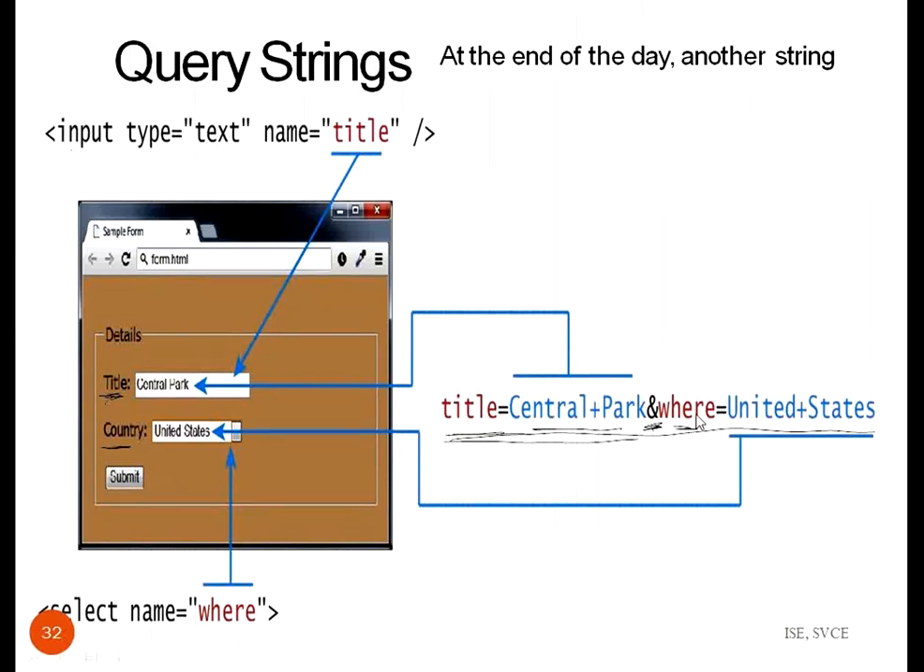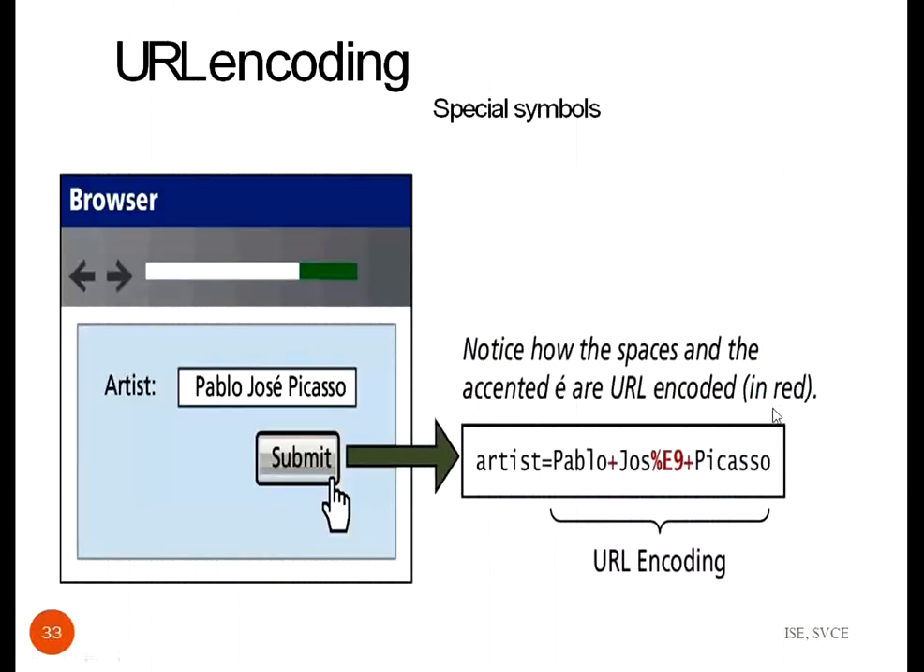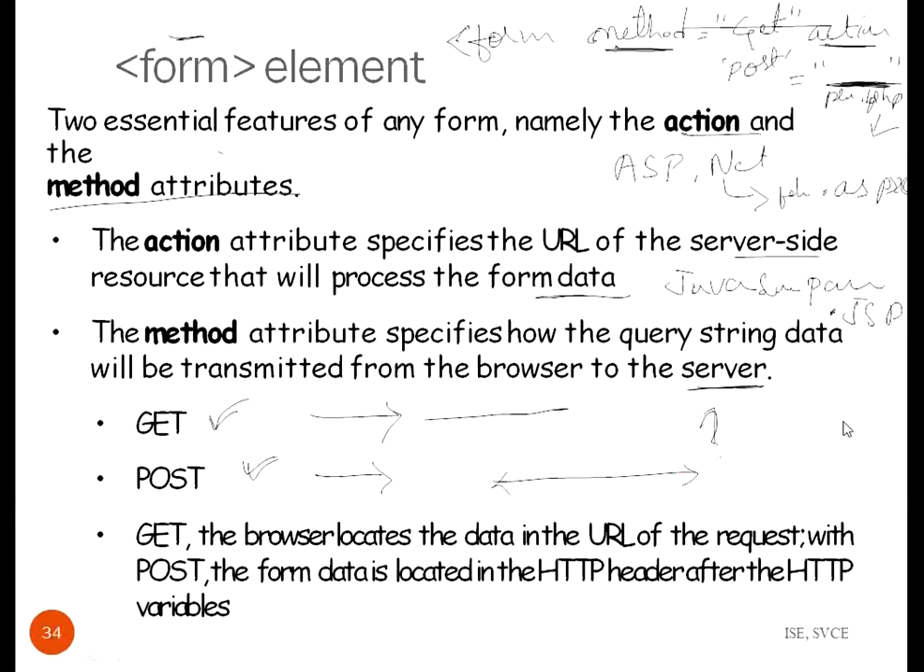Whatever is specified in the red color is the name of the element, which is normally specified within the code. Whatever answer or value is entered, that is sent. So this is how the query string looks. We have discussed more about the query string, and also we just started with the form method and action, the attributes of the form element.